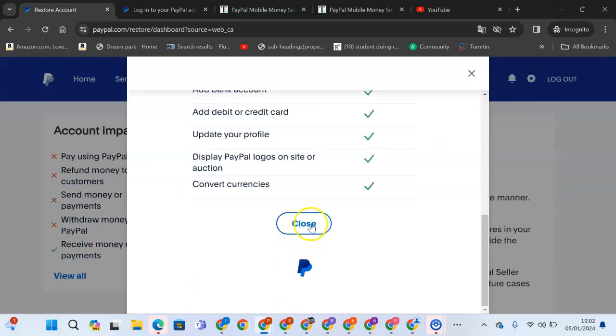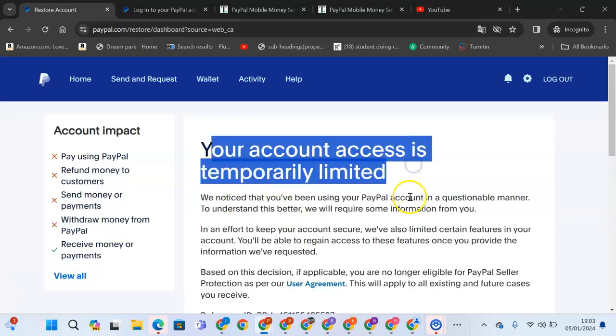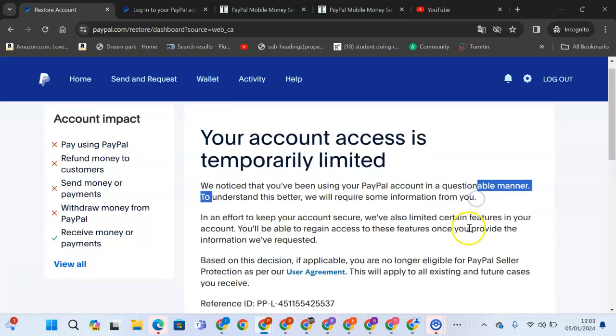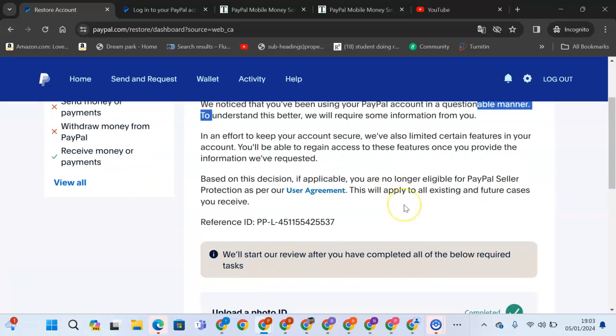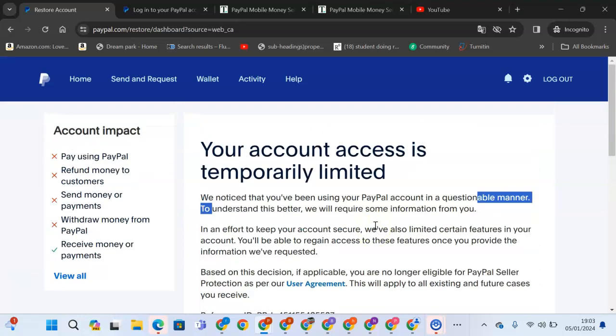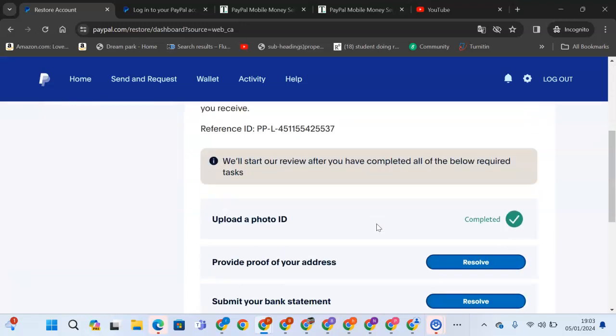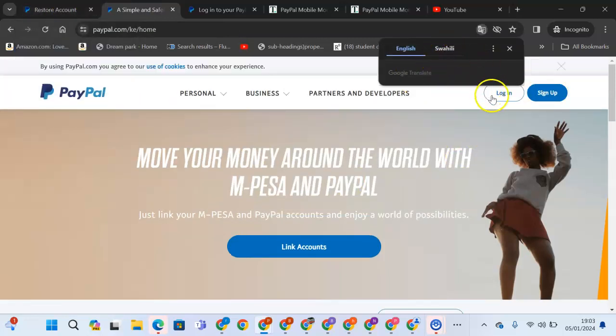So I found that this is a temporary limit. Your account is temporarily limited. Once we get into that, we notice that you have been using PayPal in a questionable manner, and we have to explain the reason. So I'll take you one on one through what happens in case you have this.